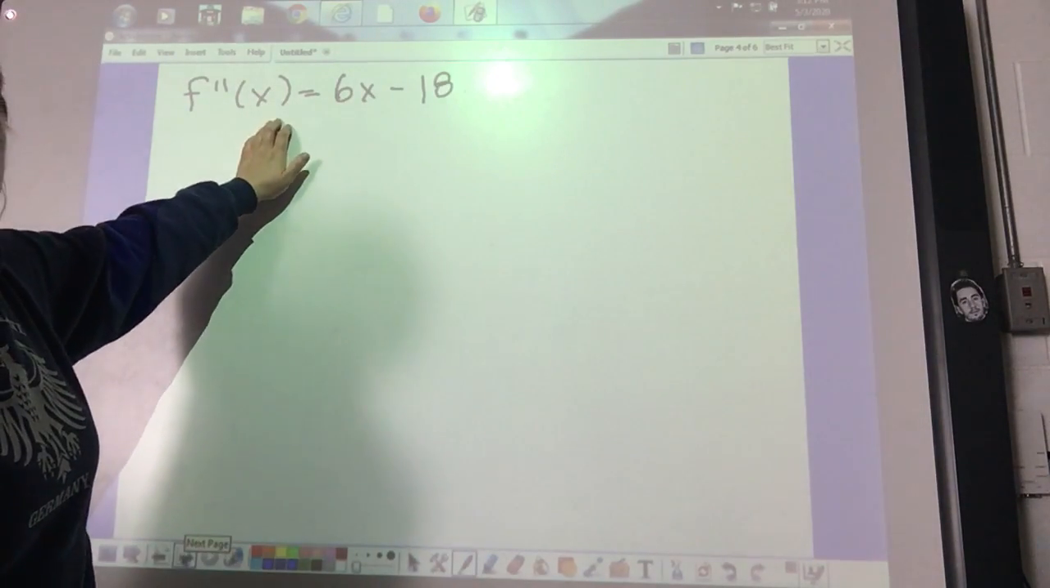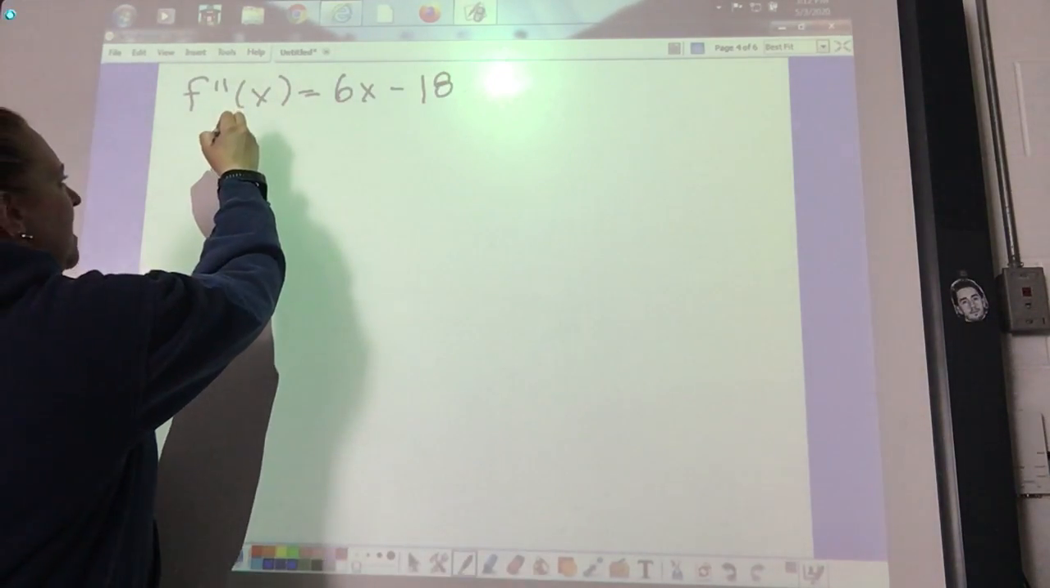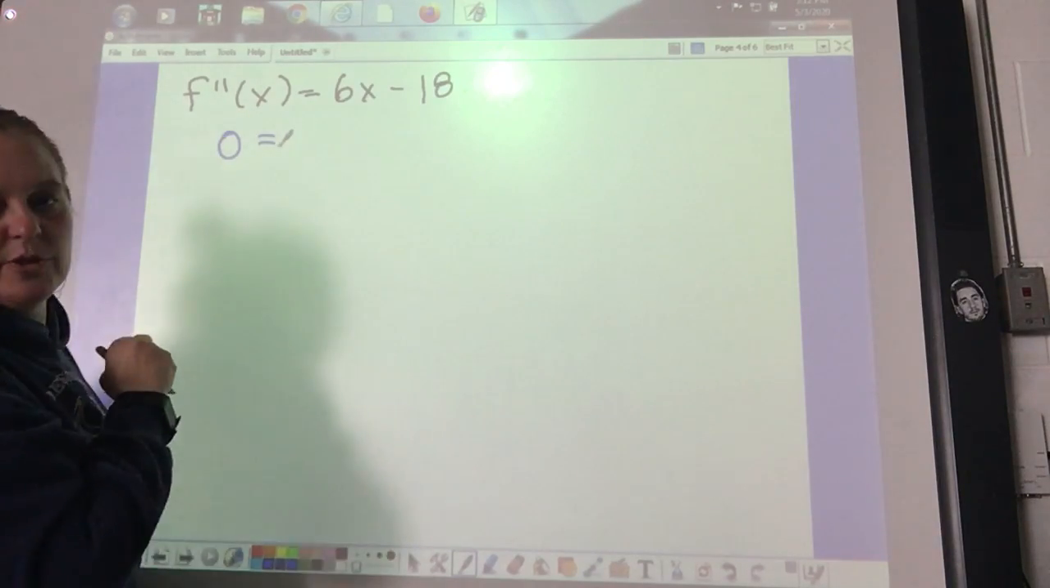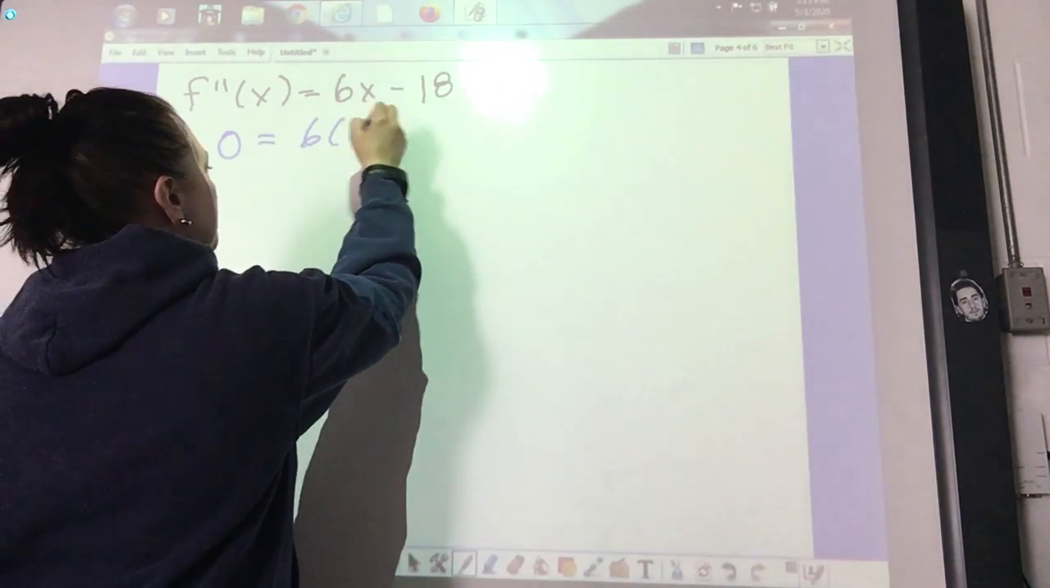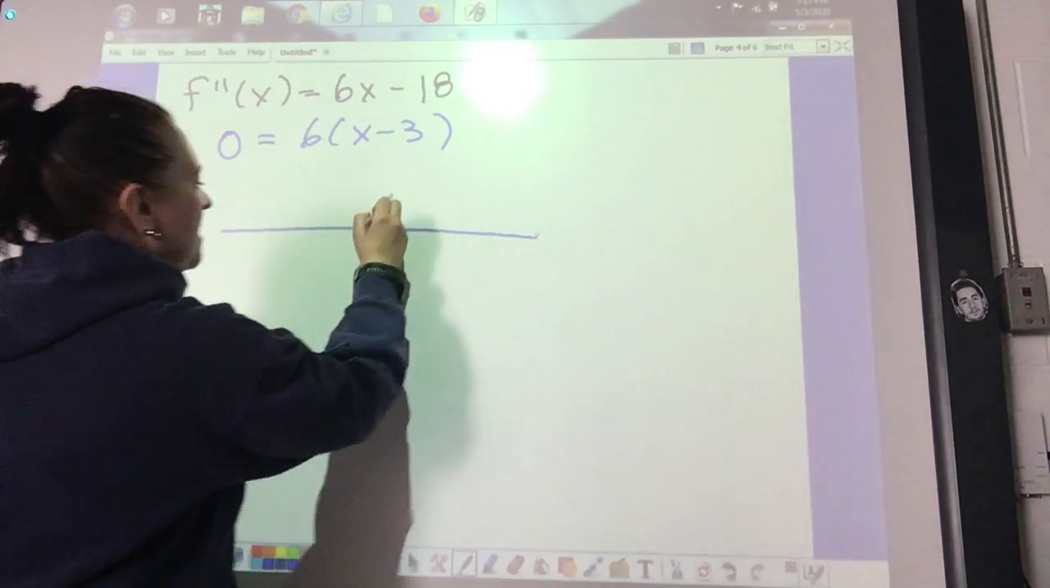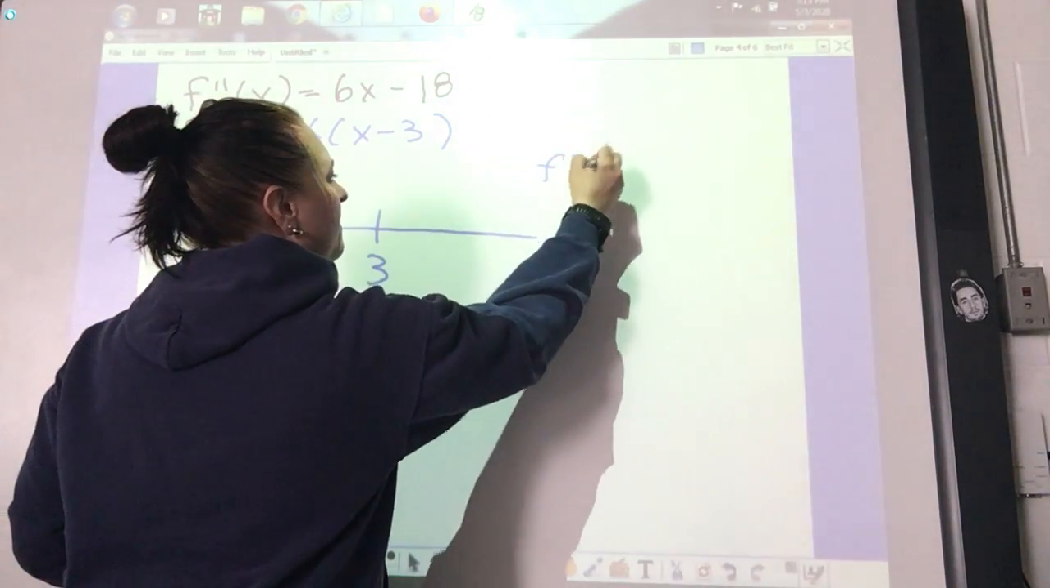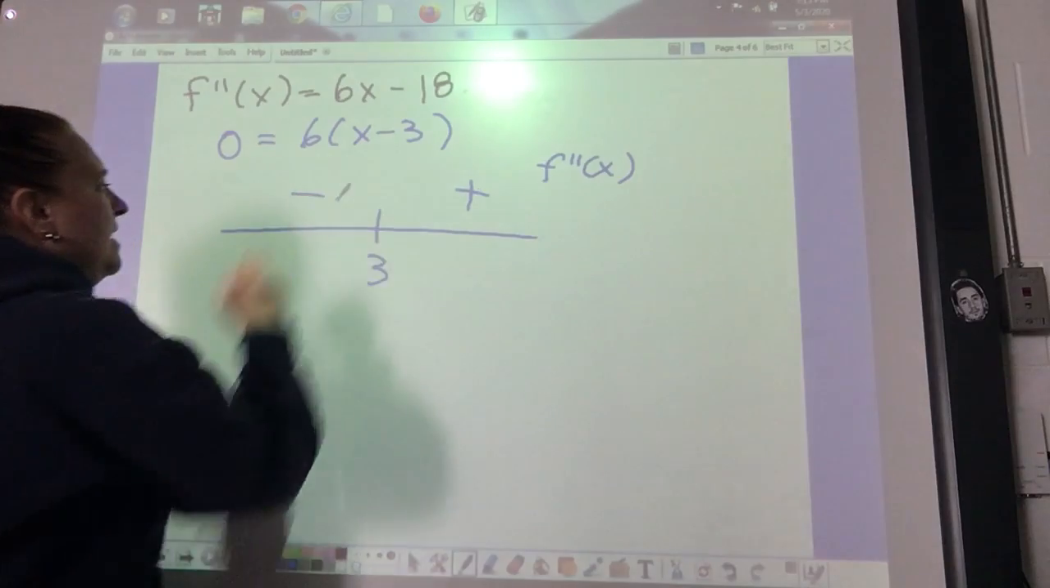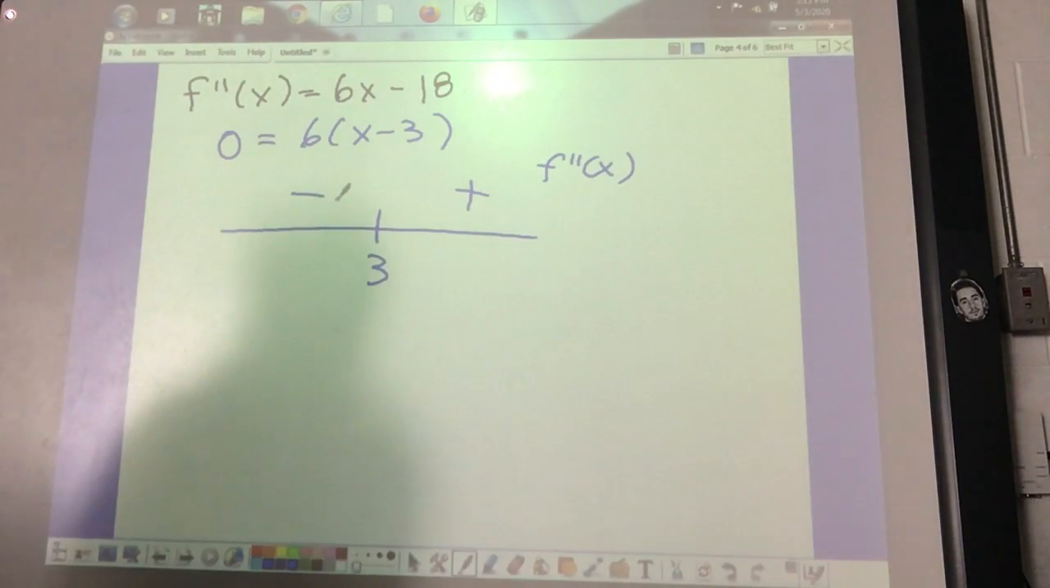Then we get our second derivative, and then we set our second derivative equal to 0, and we should realize we can factor out a 6. Then we make our sign diagram for the second derivative. Run through a million. There we go. That's our sign diagram for the second derivative.